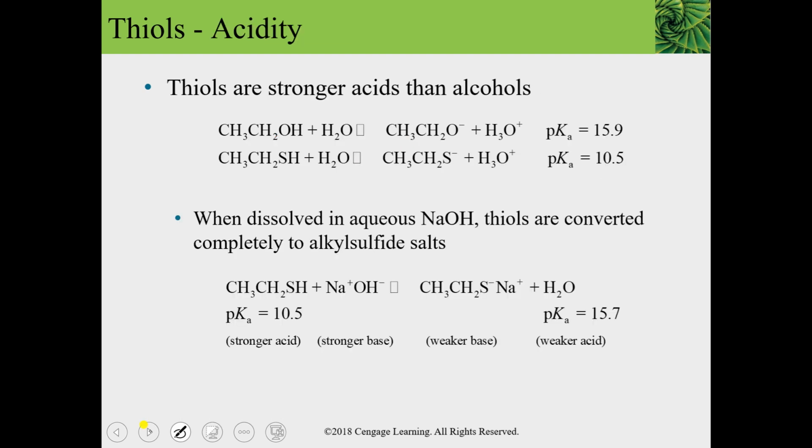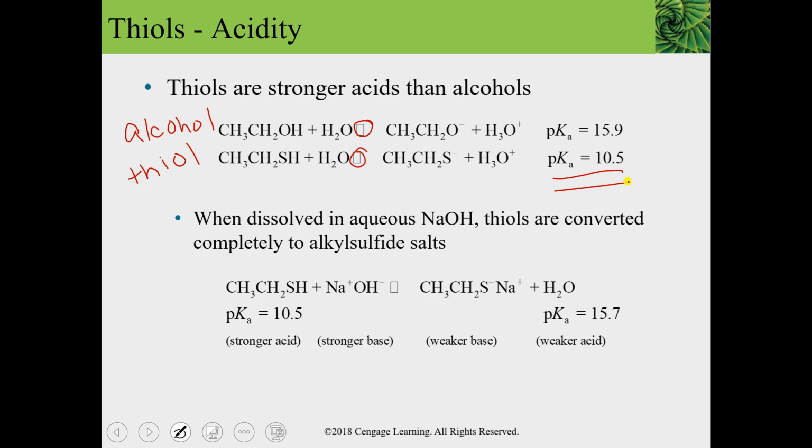Thiols are stronger acids than alcohols. If you look at their pKas, and we compare, for example, the alcohol to the thiol, what we're going to see is a much lower pKa. That lower pKa indicates that it's a stronger acid. Remember, the lower the numerical value of the pKa, the stronger the acid. The closer the Ka is to 1, the stronger the acid.